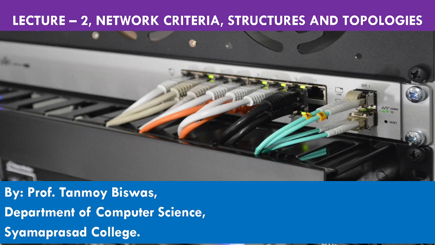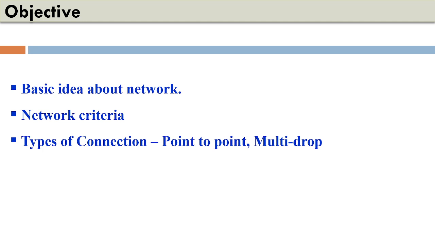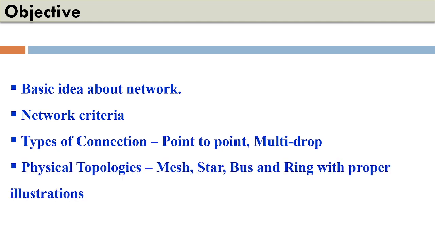Dear viewers, today we are going to have a discussion on the basics of network criteria, structures, and physical topologies. What is the objective of this session? We will have a very basic idea about a network, then the network criteria, then we'll have a discussion on point-to-point and multi-drop type of connections. Then we will have a discussion on physical topologies like mesh, star, bus, and ring with proper illustrations.